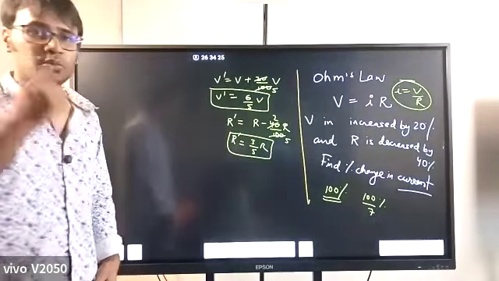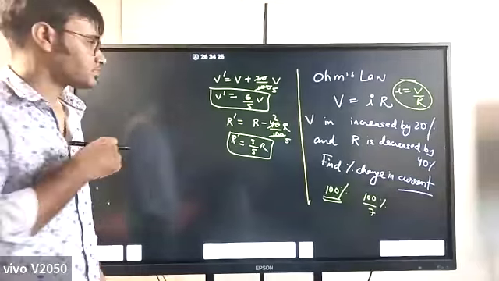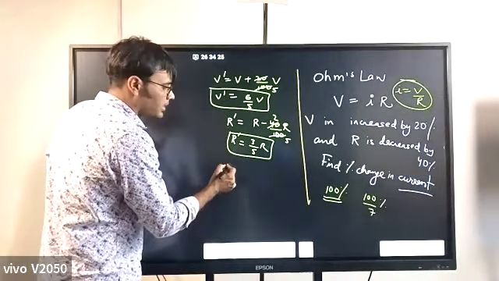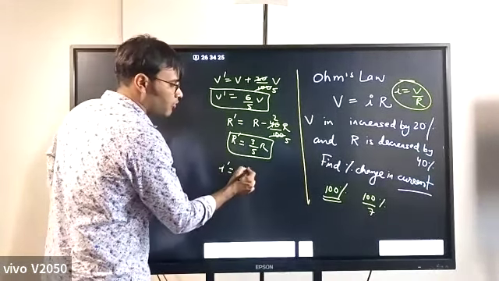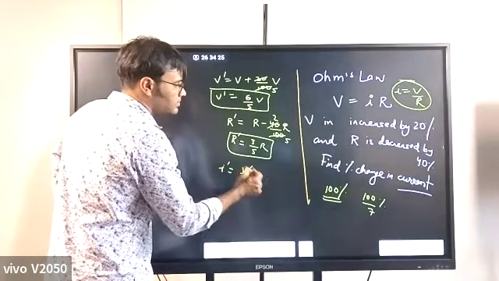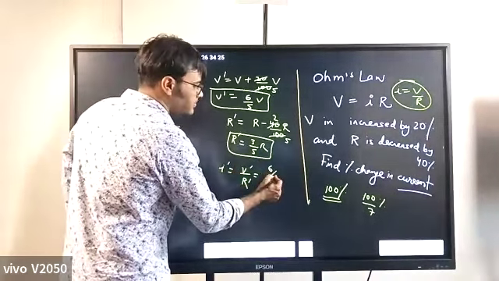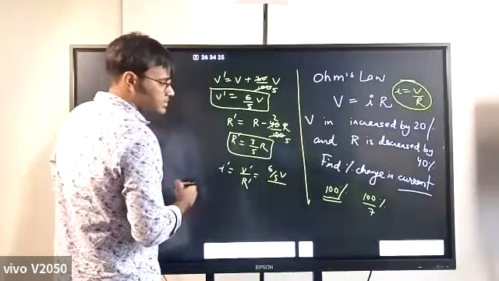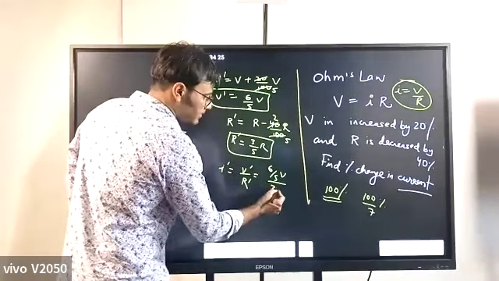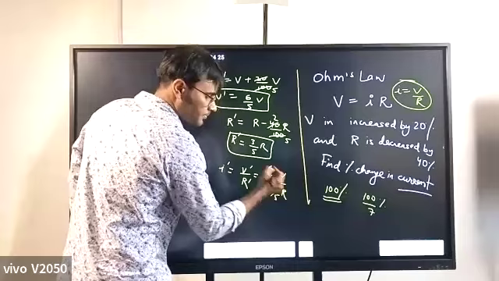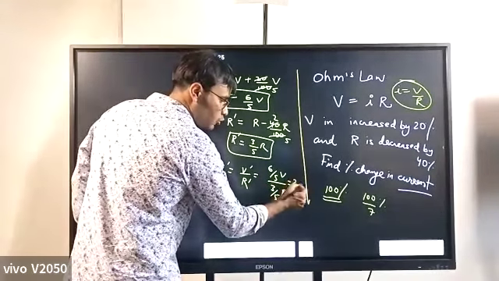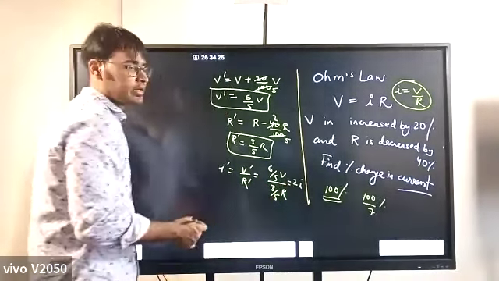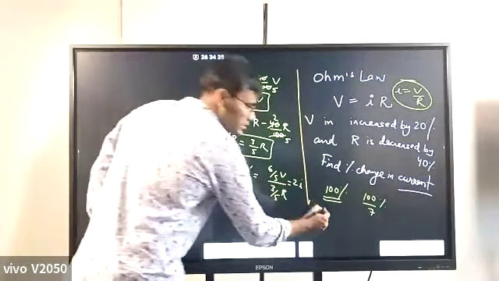So now you are ready to write new current. So new current I dash will be new voltage divided by new resistance. New voltage is 6 by 5 V. New resistance is 3 by 5 R. So this will be 2 times I. Absolutely correct. Very good. This is correct.